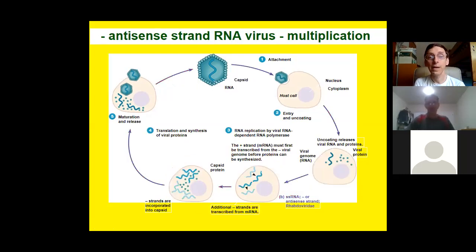For the negative strand RNA virus, I'm just going to talk about this quickly because it's similar. The virus attaches in the same way, enters the cell in the same way, and then begins replicating in the same way in the cytoplasm. The viral genome is a negative strand, so it cannot be immediately translated or transcribed and translated. It first has to make positive strand.